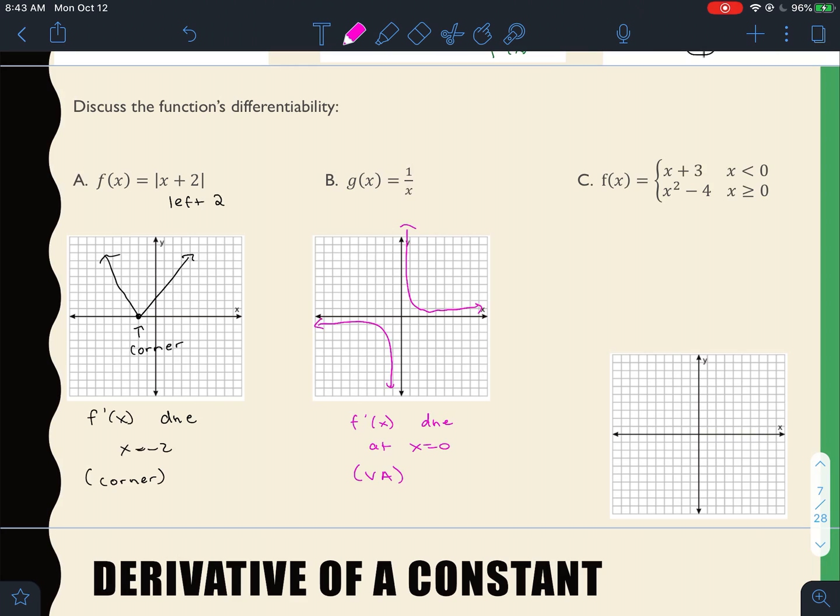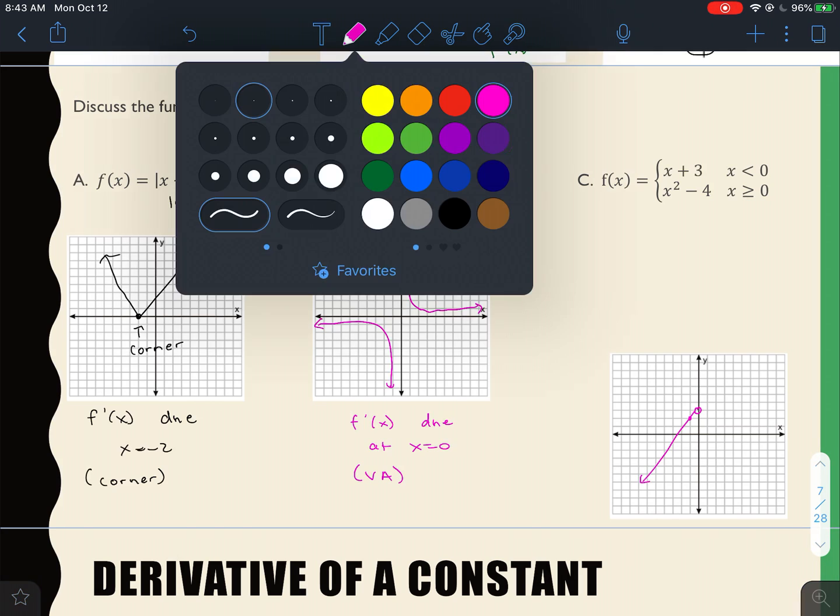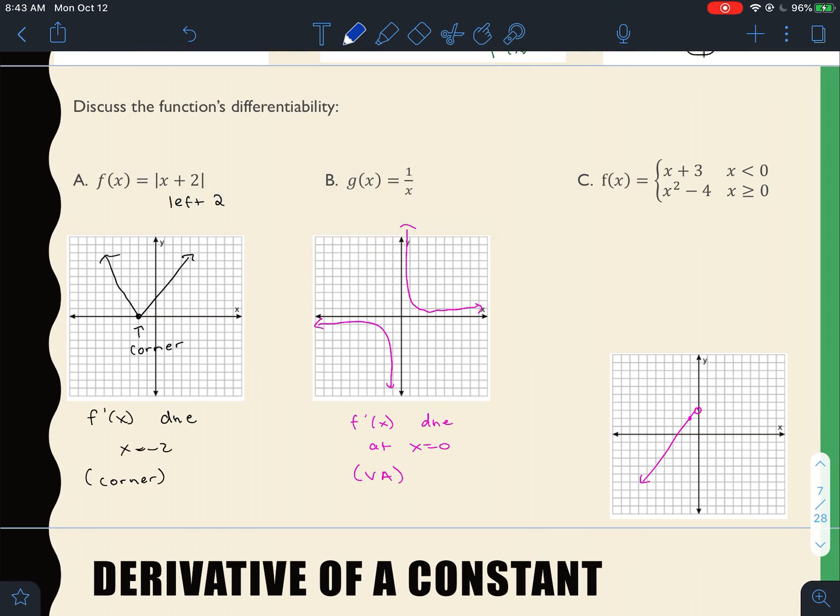On the next one, we have a piecewise function. We have x plus 3 as long as x is less than 0. So 3 and then down 1 over 1. So it would be this line. It's an open circle. Or it's the happy parabola that moved 4 down. So 1, 2, 3, 4. And then it crosses over here. And it's going to be a closed circle there because it's or equal to 0.